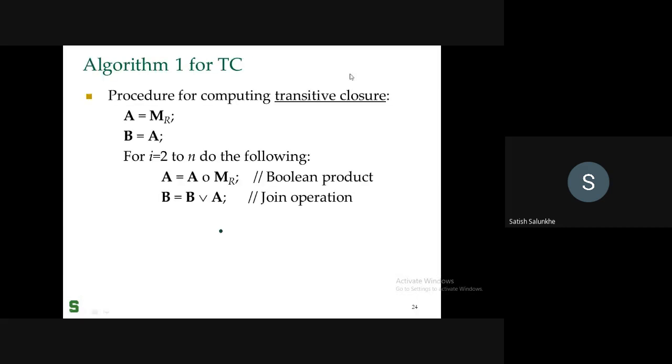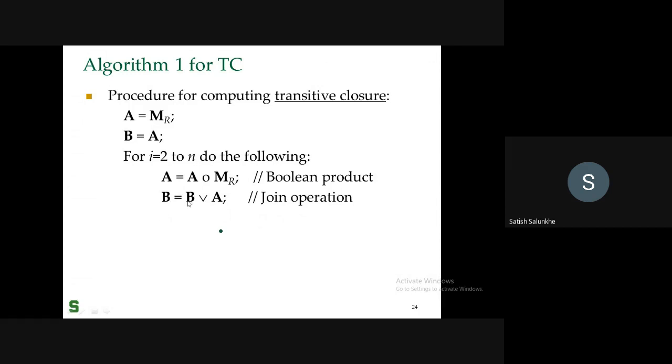So what we do in this procedure for computing this transitive closure, we need to start with the original relation R, and this is your A, and we just copy this to some other intermediate matrix. And what we do for i equal to 2 to n, do the following: A composition MR, you will get the Boolean matrix R square, and then B or A, this is the join operation, that is union operation. So you will get again B.